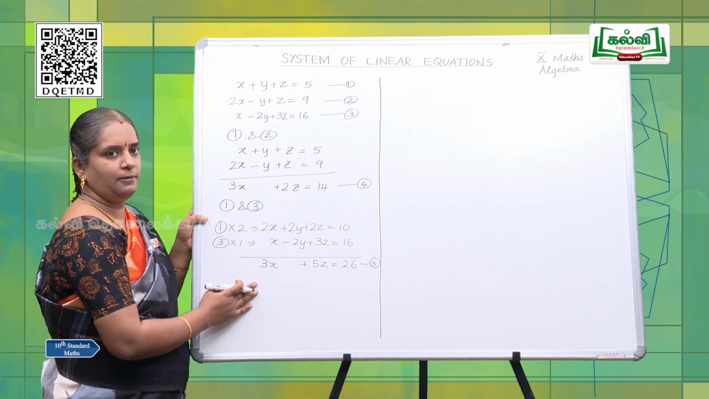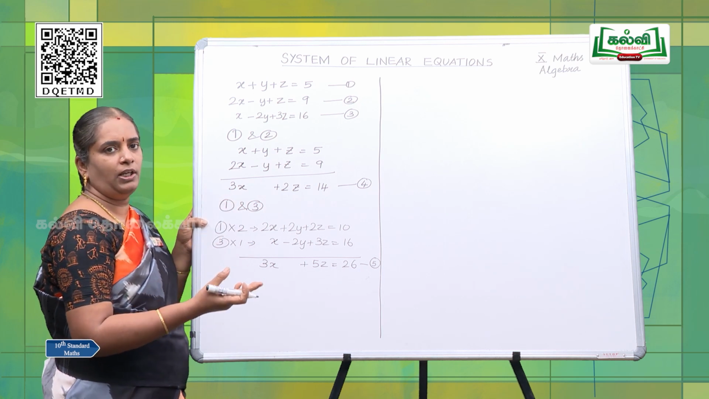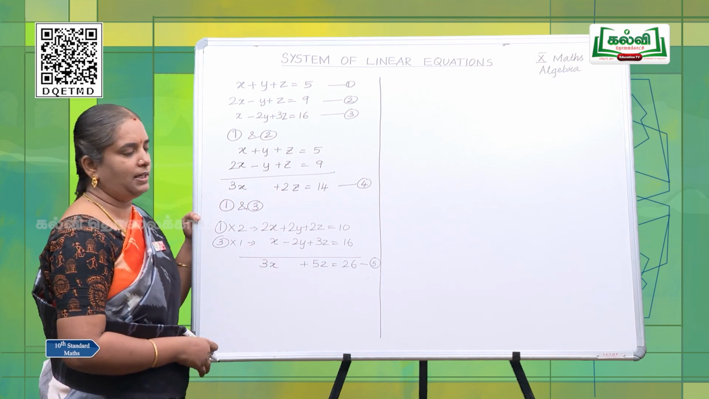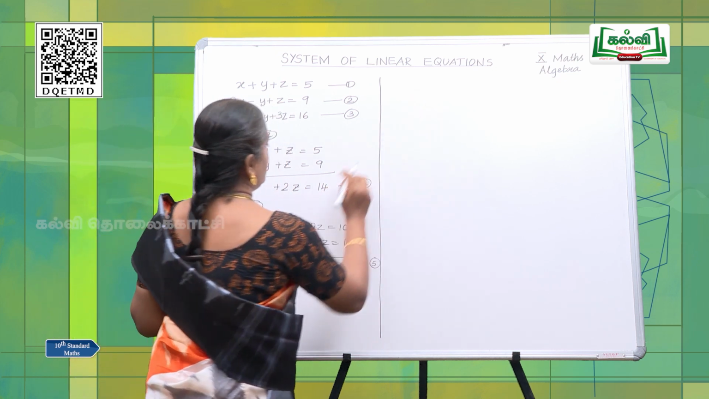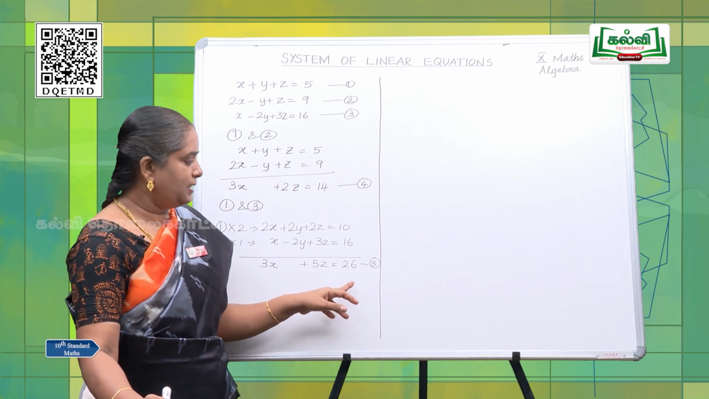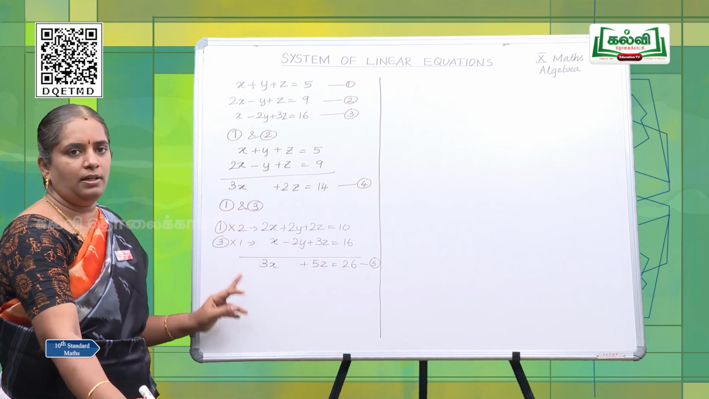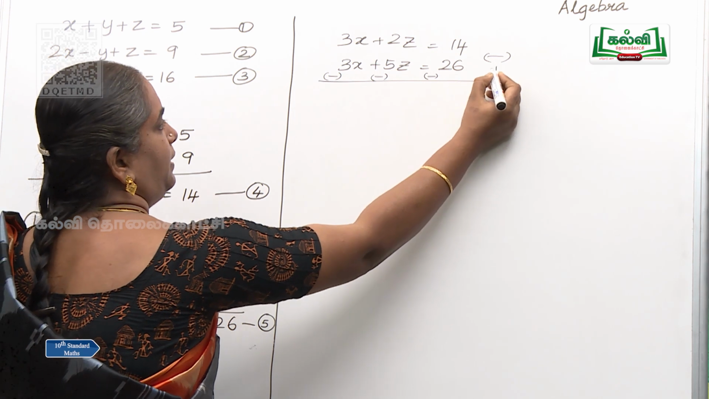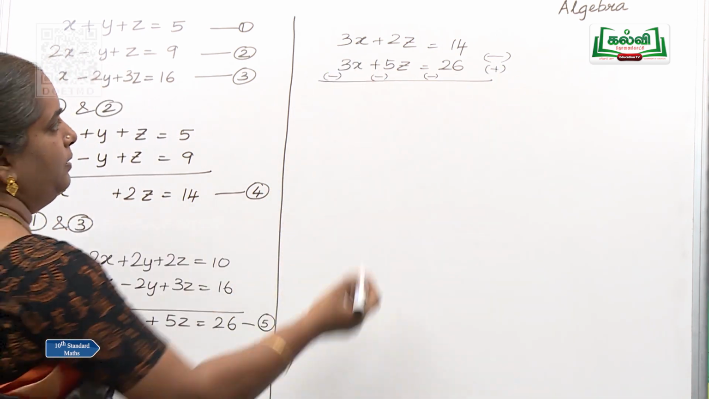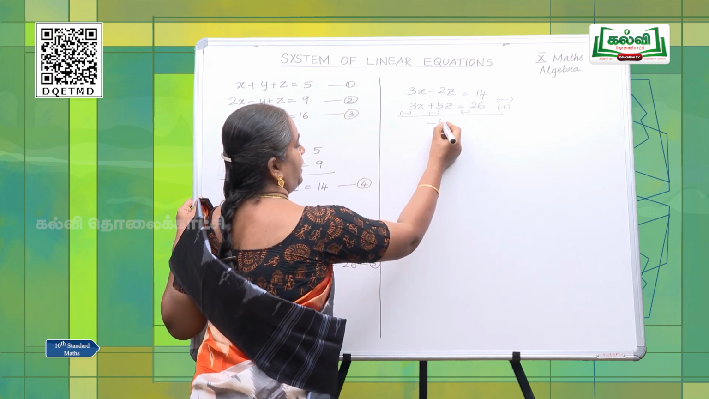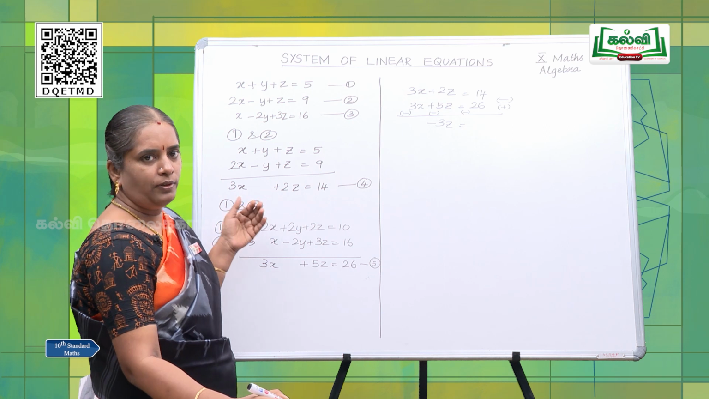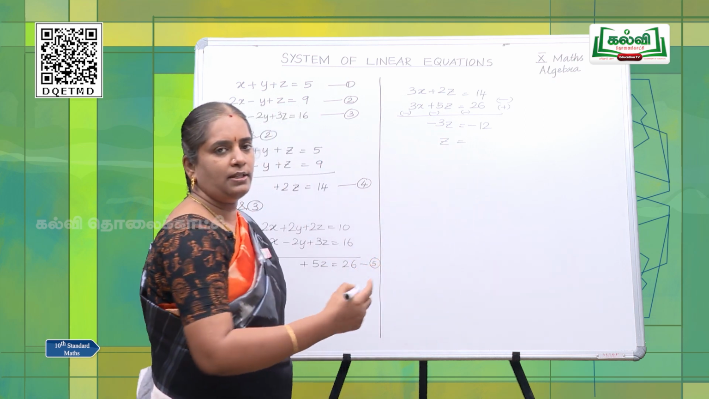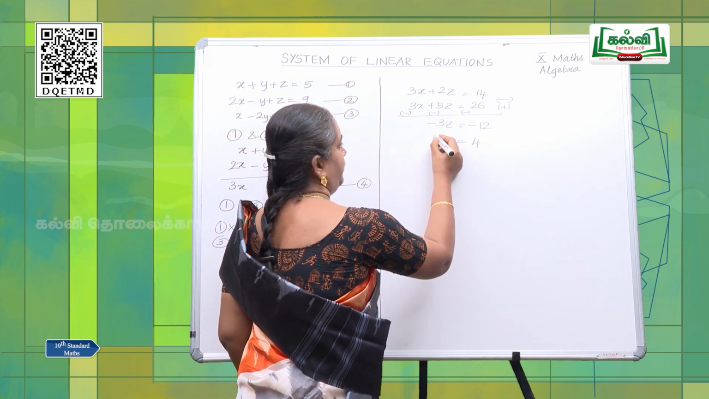See the fourth and fifth equations. From these two, we are going to find the values of x and z. So these two become equations in two variables, which we learnt in 9th standard. So 3x plus 2z equals 14, and 3x plus 5z equals 26. The coefficients of x are the same here, so we can subtract and eliminate x. Subtracting is nothing but changing the sign and adding. So 3x minus 3x is 0, 2z minus 5z is minus 3z, which equals 14 minus 26, that is minus 12. So dividing both sides by minus 3, we get z equals 4.